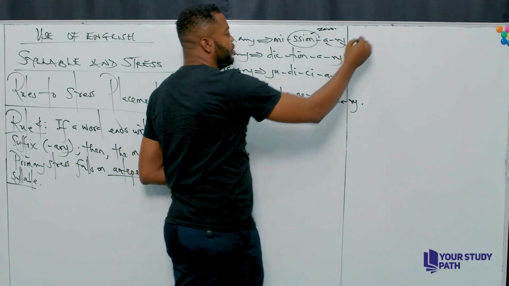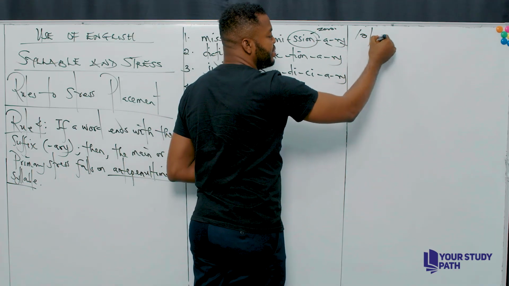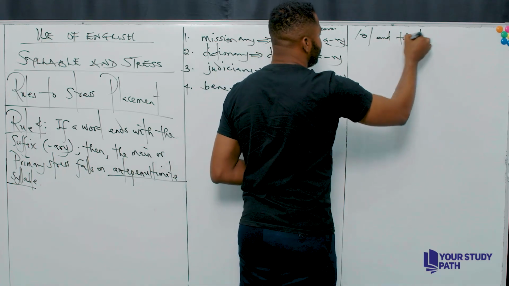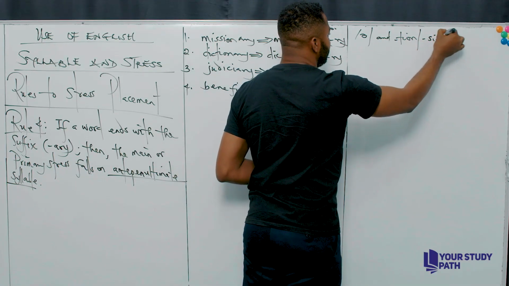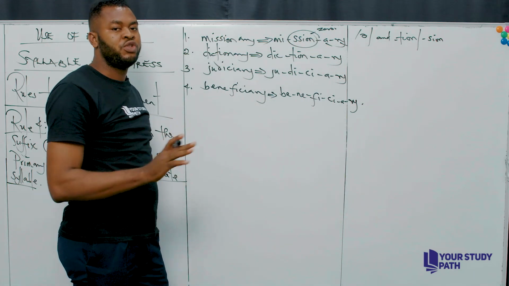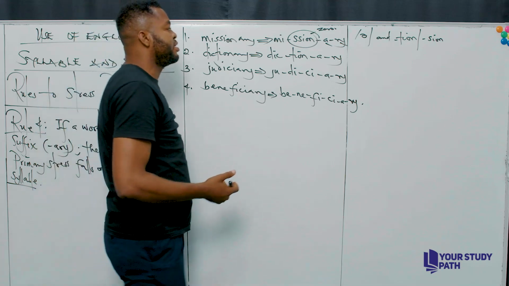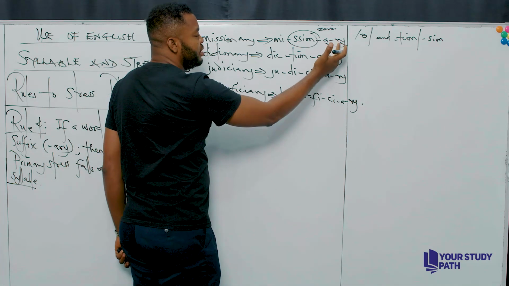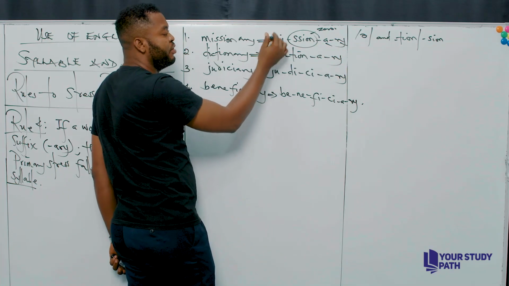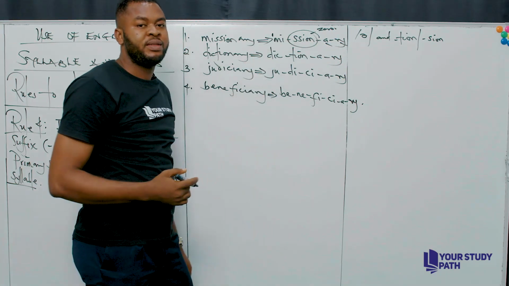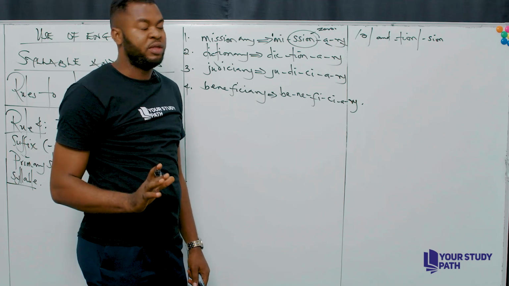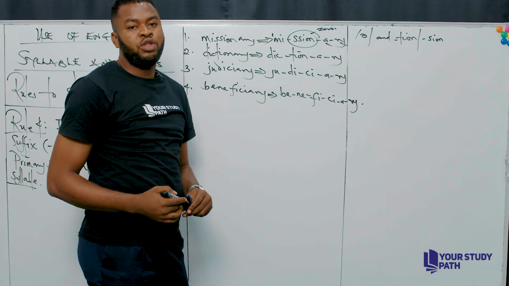The schwa sound doesn't take any stress. And the T-I-O-N or S-I-O-N suffix don't take stress, so we don't place stress on such syllables. It means that we'd have to consider the last syllable, second to the last, and third to the last syllable. Therefore, the primary stress will be placed on M-I. Is that understood? Now let's proceed to number two.